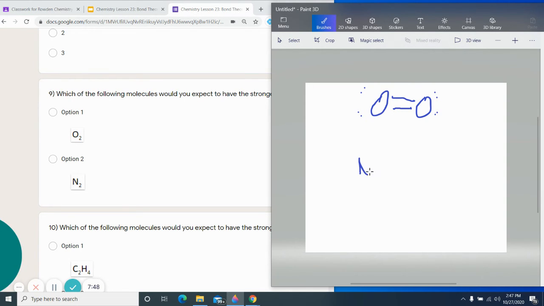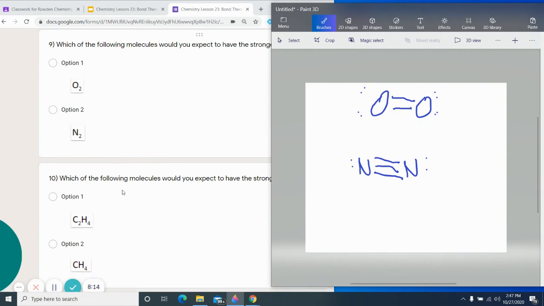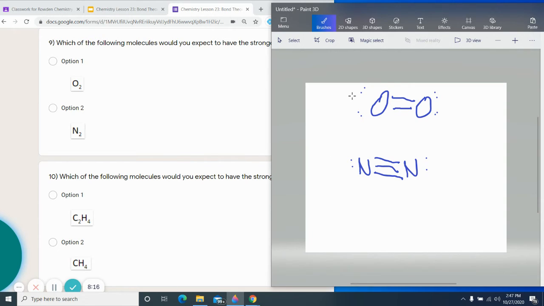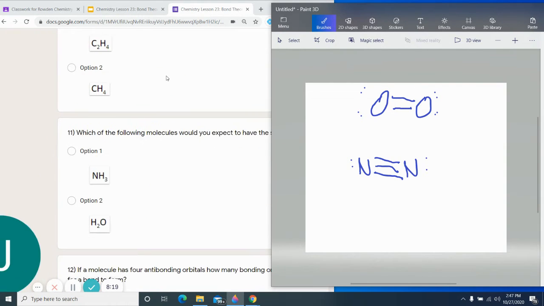But then when we get to N, it's going to be 1, 2, 3, 4, 5. 1, 2, 3, 4, 5. So with this, you connect them once, they both have 6. Connect them again, they both have 7. Connect them again, they both have 8. What's stronger, a double bond or a triple bond? Well, that would be a triple bond. So we get N2 as our winner here. Okay, so you're going to draw them and think about the things we know in order to figure them out. So try to do 10 and 11 now.